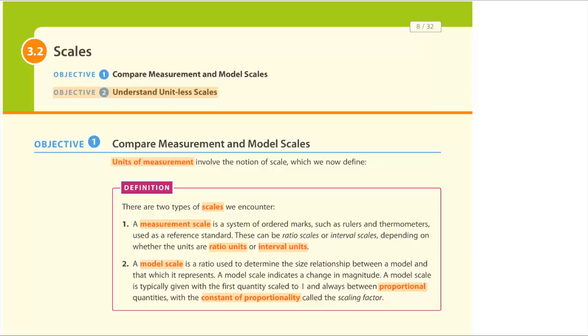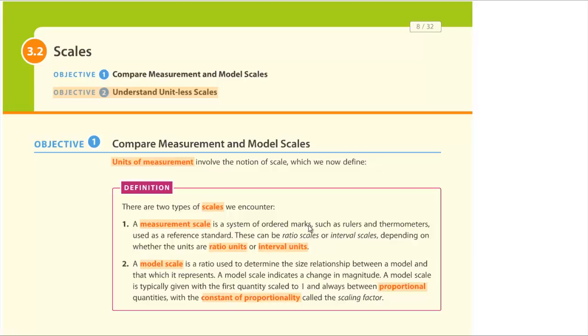All right, let's talk about scales. If we're dealing with units of measurement, then there has to be this notion of a scale. And there are two types of scales. There's a measurement scale, which is the one that you're probably most familiar with, and that's something that has ordered marks, such as rulers and thermometers, and there's some sort of reference standard, i.e. all rulers and thermometers are kind of built off of a master plan so that they all do the same thing and they measure things the same way.